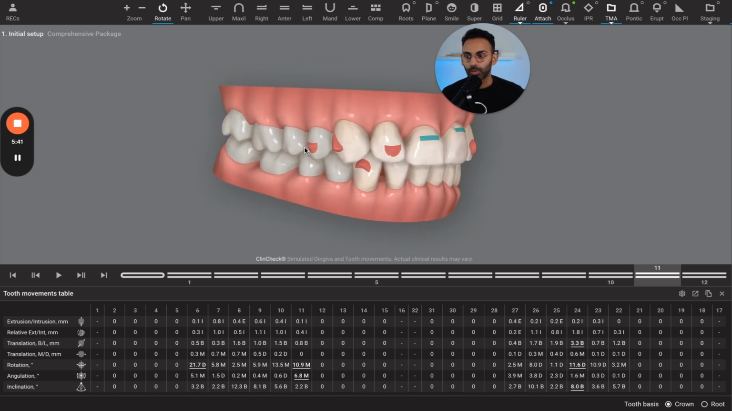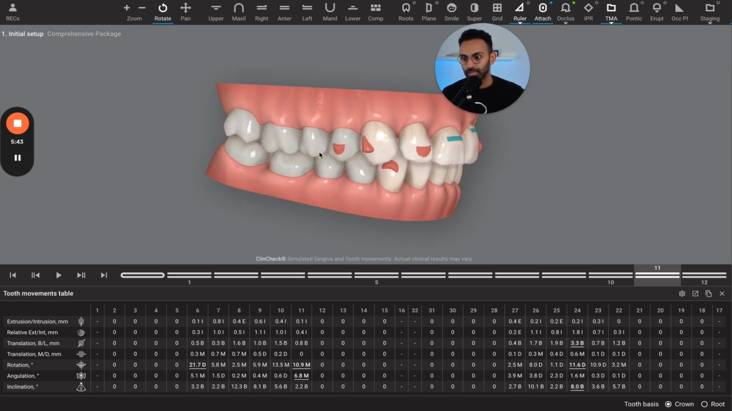Cool. So what are we missing? In my opinion, we're missing some retention attachments. And what I would like to do is when you place the tray, yes, we're not moving these teeth back here. That's why they're grayed out.